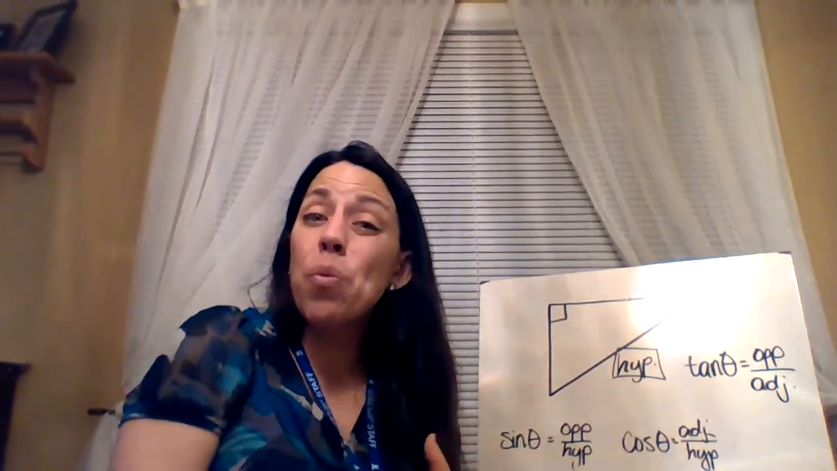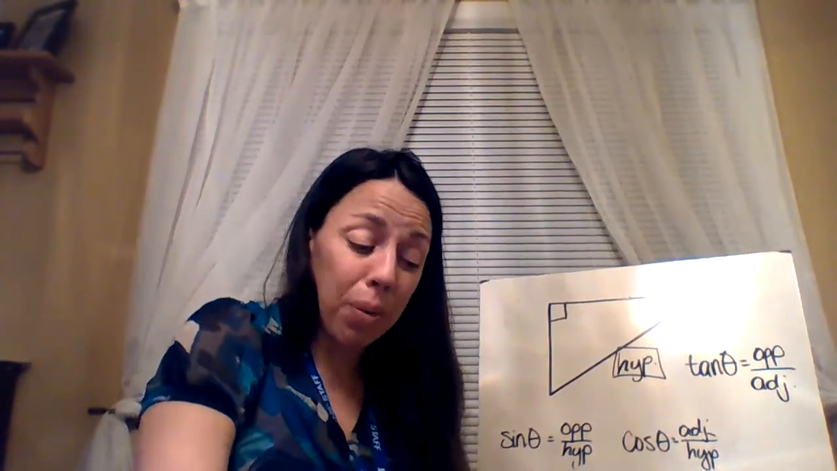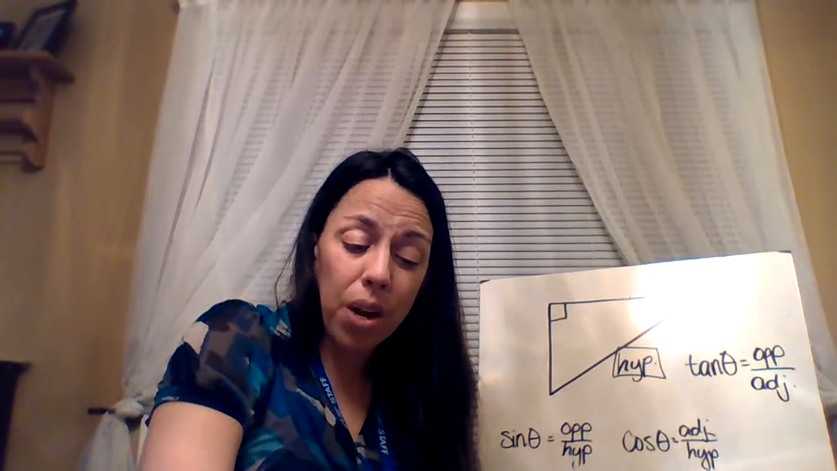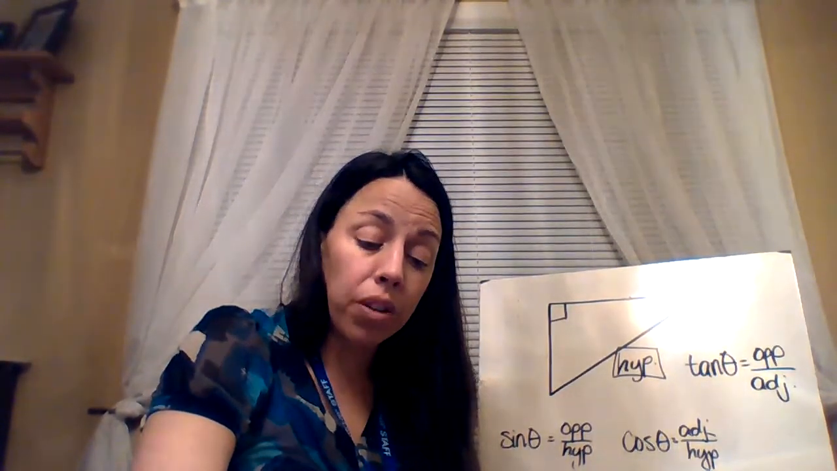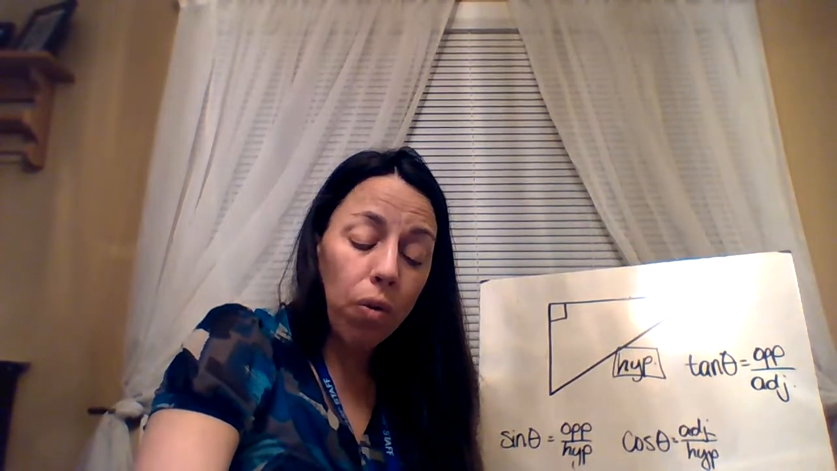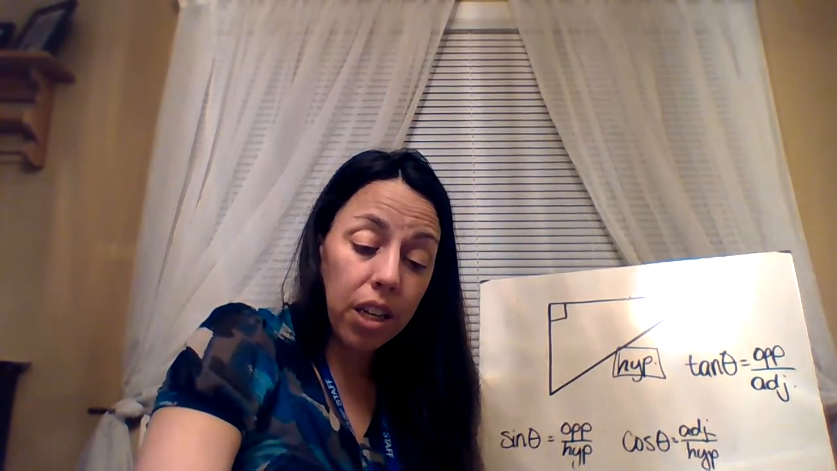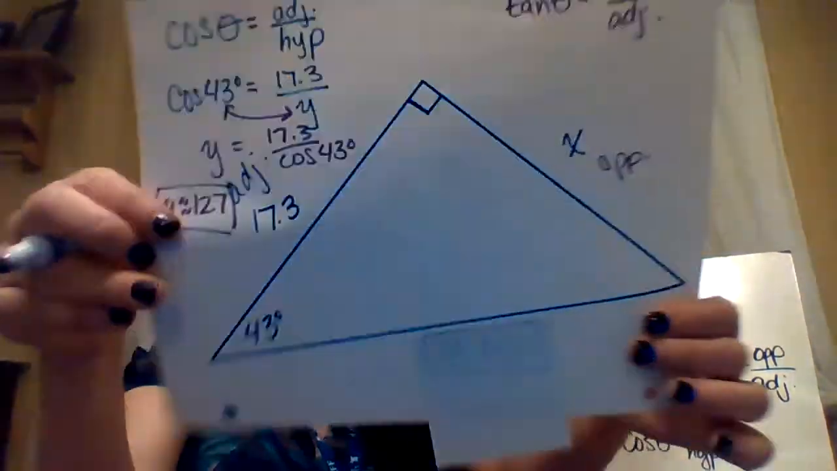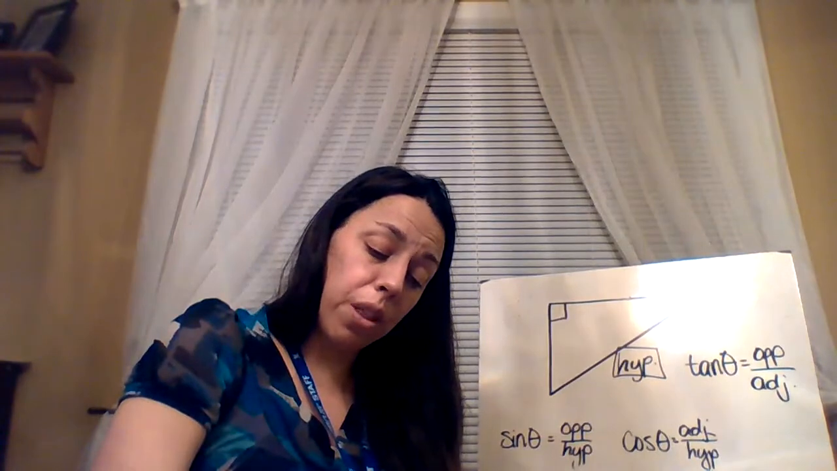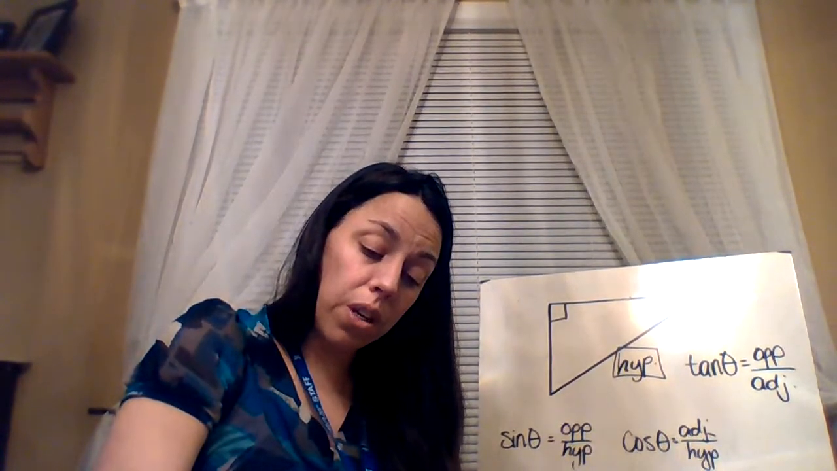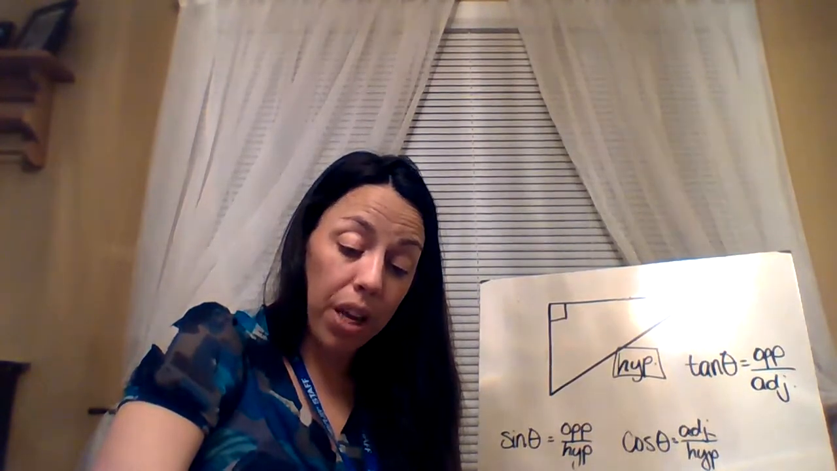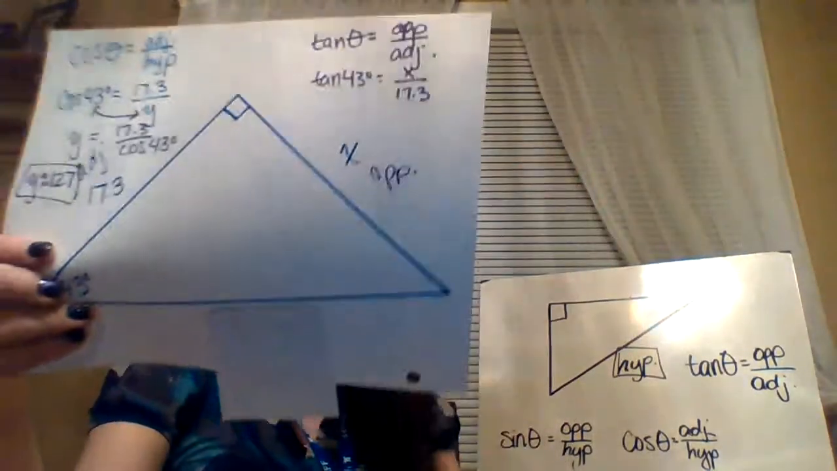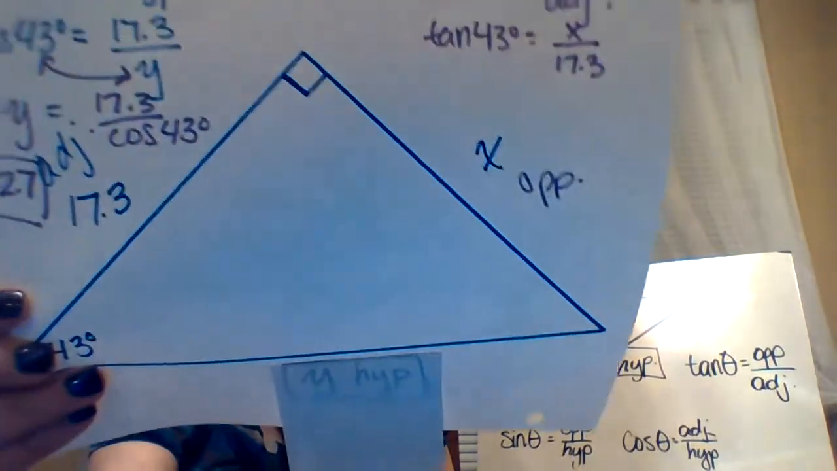Guys, every time you want to do a different problem in the same problem, reassess what you have and reassess what you can use. So we're going to write tangent of theta equals opposite over adjacent. And then we're going to look through our values. What is the value of the angle? Yep, it is still 43 degrees, of course. The opposite is x. This time we don't know that. The adjacent is 17.3.